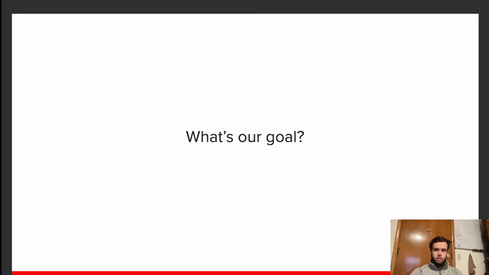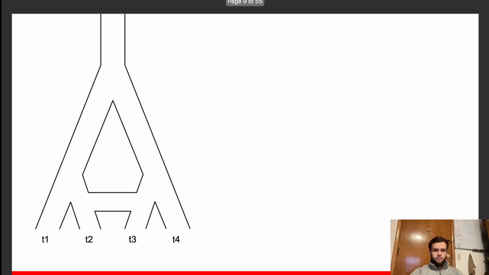Now that we have a little terminology out of the way, we can talk about what our goal is. And so here is another way of representing a species network. This time, we put the beginning of time, or the past, at the top and present day at the bottom. And so T1, T2, T3, and T4 here are just placeholder names for existing species. And this network represents their interactions as we go back in time.